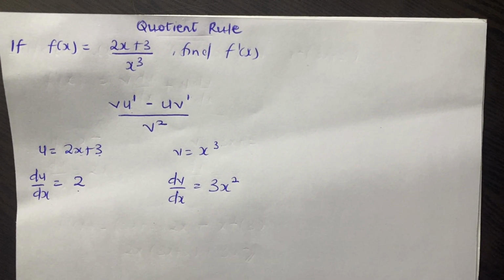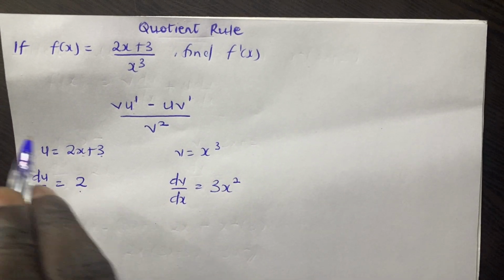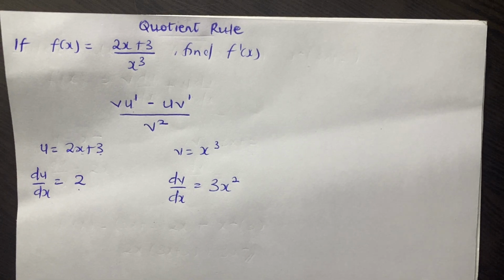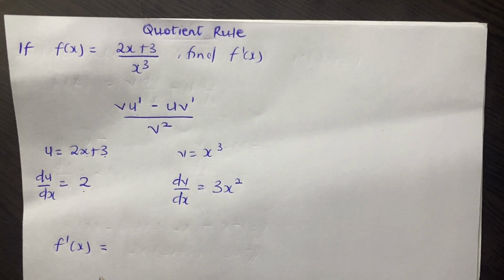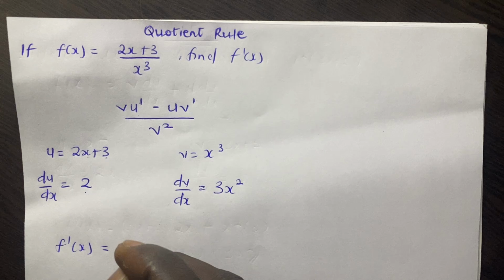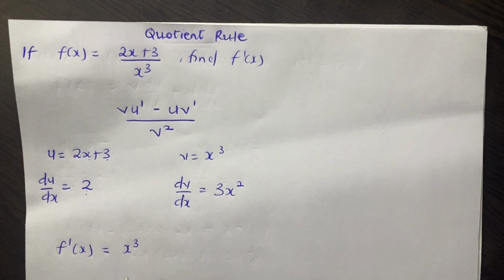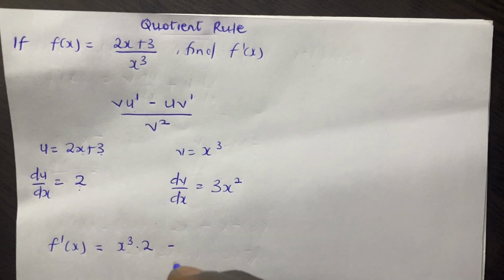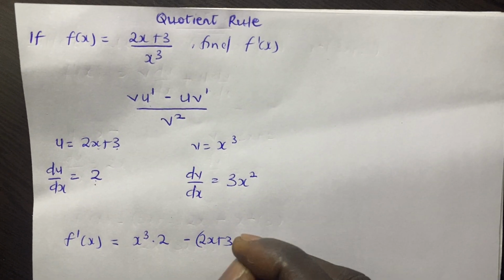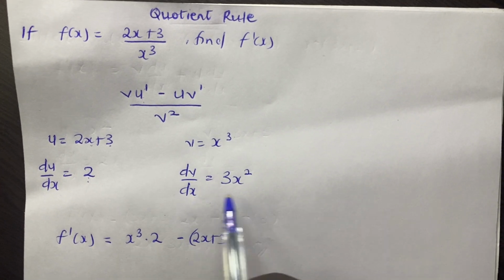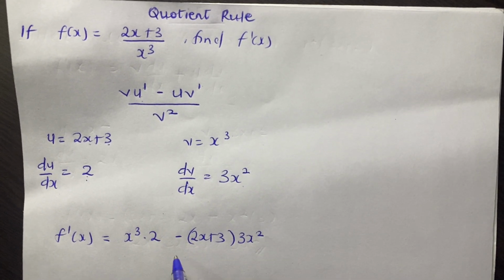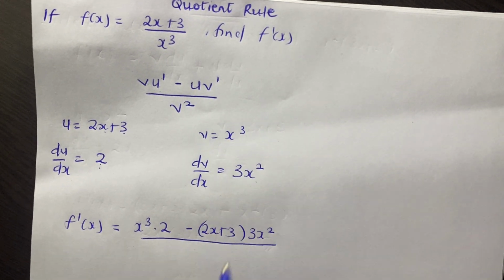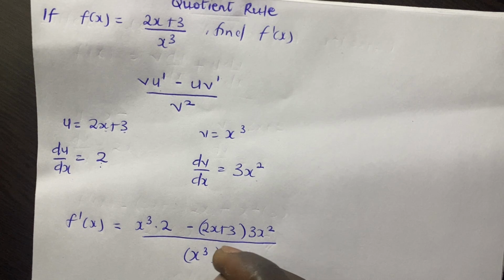So now we are done. Now we have to substitute these 4 values that we have here into this particular equation, and then we found our differentiation, right? So our f prime of x is equal to our v, which is x cubed, times our du dx, which is 2 here, times 2, minus our u, which is 2x plus 3, times our dv dx, which is 3x squared, all divided by v squared, and then this is our v, which is the x cubed, right? So we're getting x cubed all squared, right?